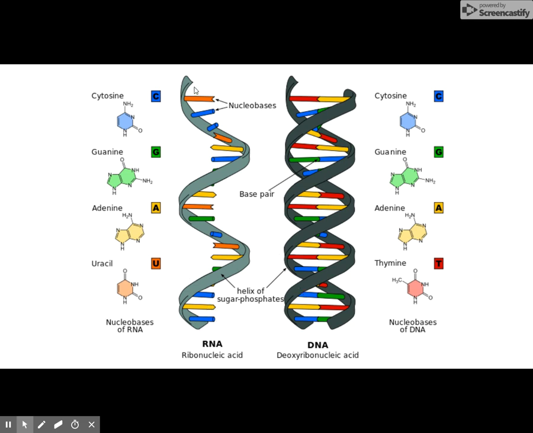So this is a comparison of the two molecules. So you can see this single helix versus a double helix. You can see the different nitrogen-containing bases. And of course, we talked about the difference being the sugar as well. So here we have ribose sugar, and here we have deoxyribose.